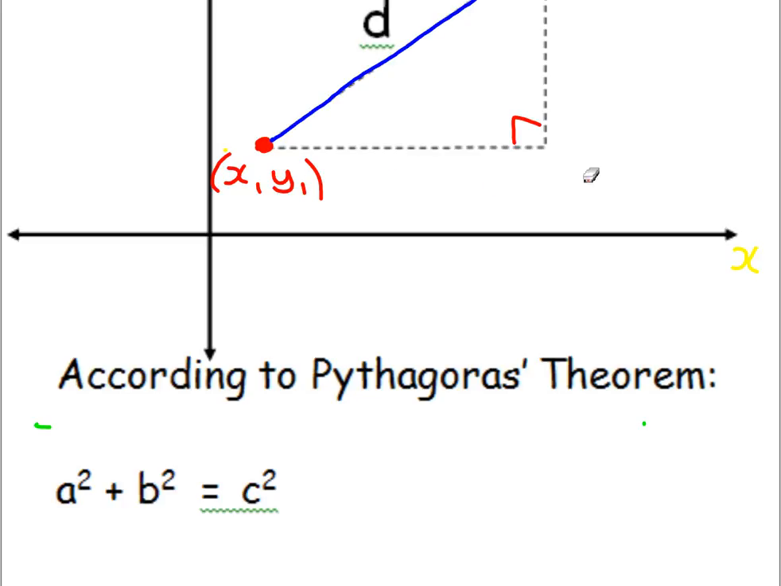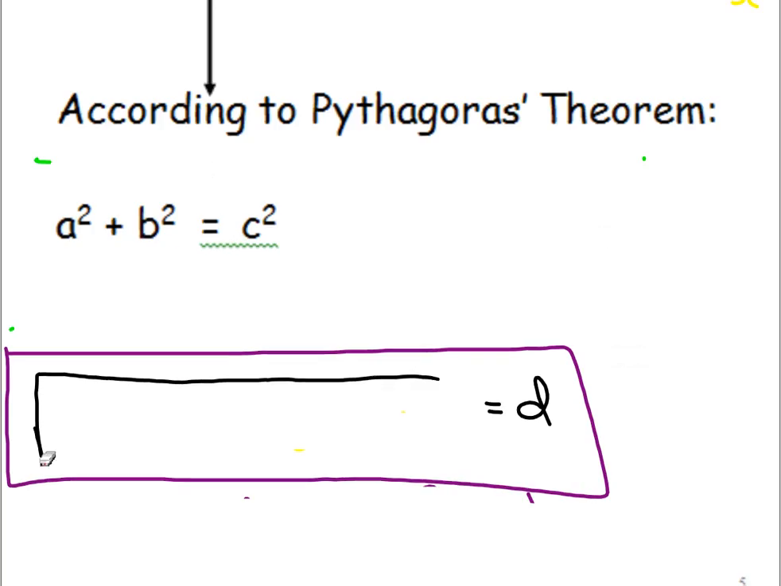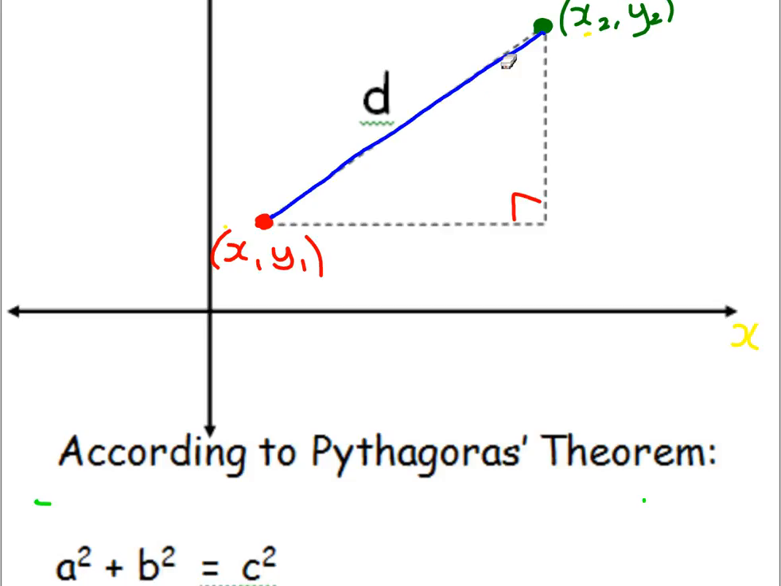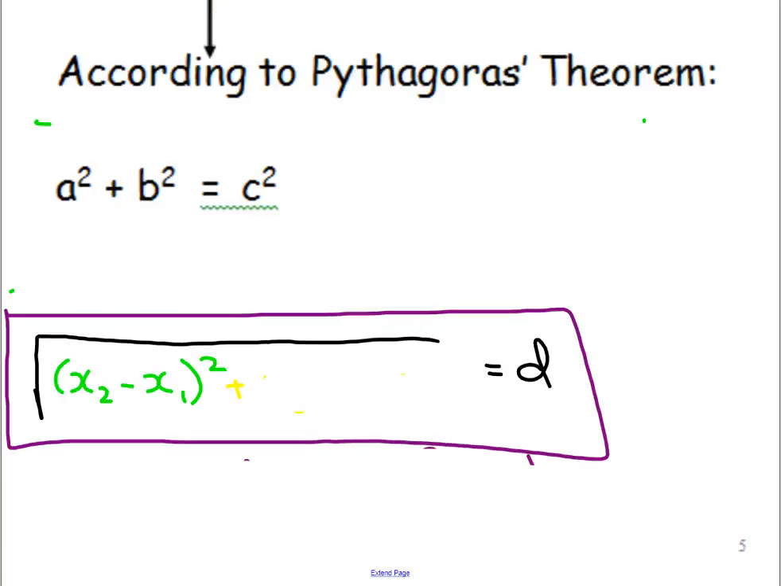So we need to show the square of that. x2 minus x1, in brackets of course, all squared. So that's the length of the bottom leg, plus the other leg squared. And remember, the other leg, its length would be y2 minus y1. So let's put that in brackets. y2 minus y1, all squared. And what we have here is the distance formula. So this is the distance formula, which you've just proved yourself using Pythagoras' theorem.